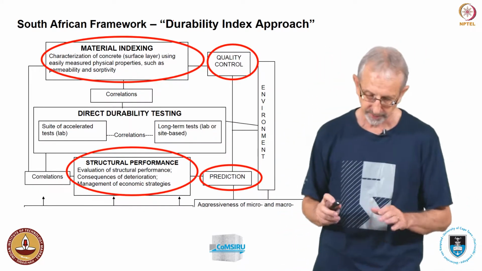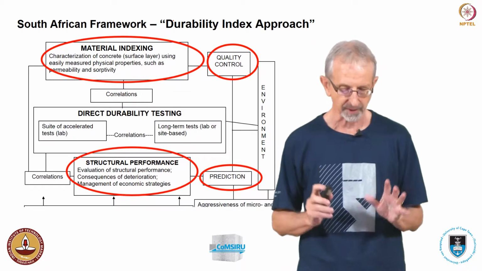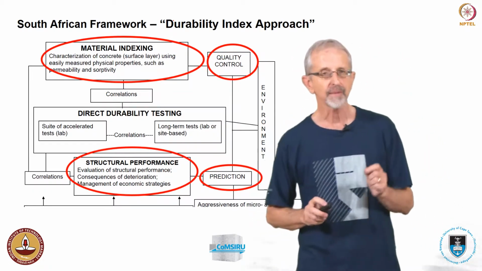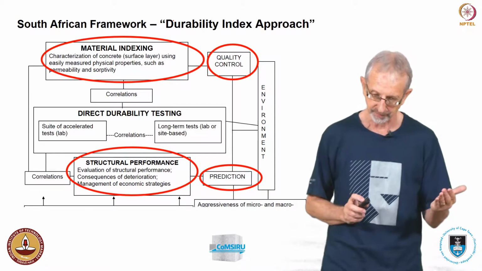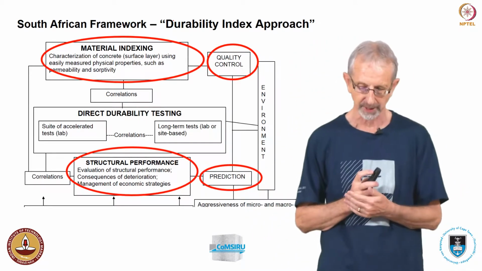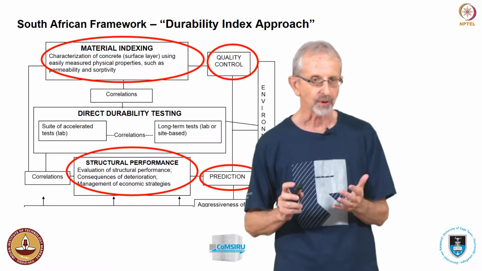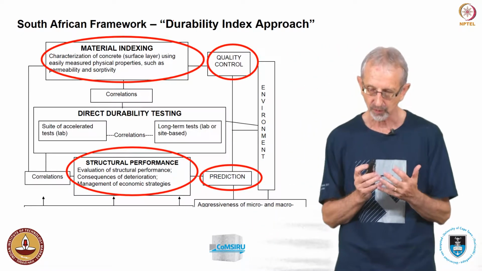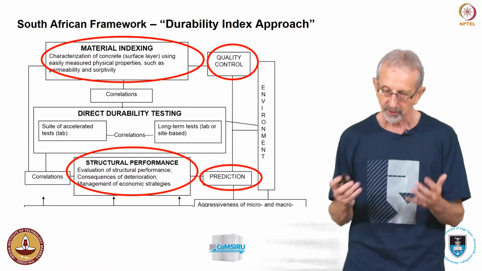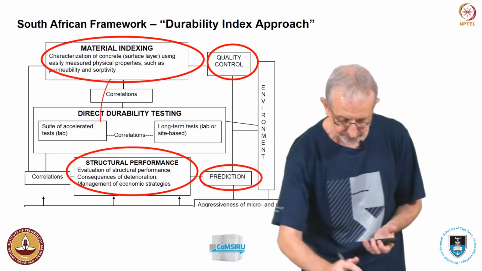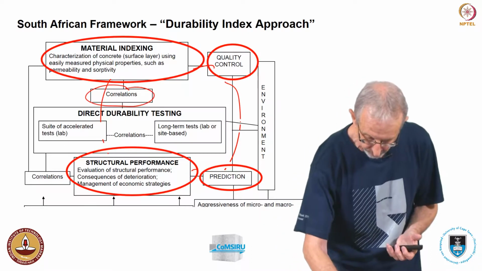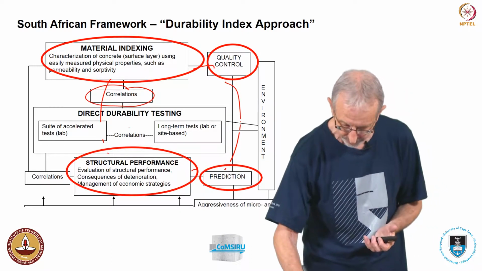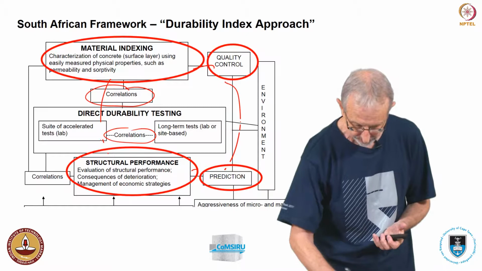And the important things here, I don't want to go through this in detail because there's a lot of stuff here, but importantly, we talk about material indexes or durability indexes, and I've just defined those. I'll briefly refer to them again. We talk about quality control, we talk about structural performance, we talk about prediction, and we try and tie all of these things together in some way or another through the approach that we're using. So for example, you see things here like correlations there and there and there and so on.